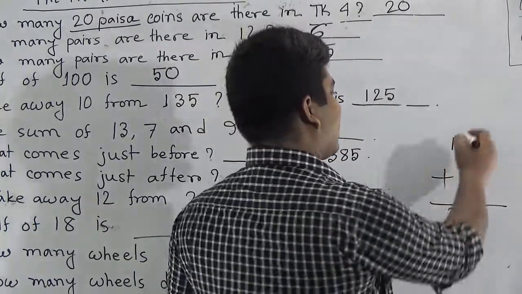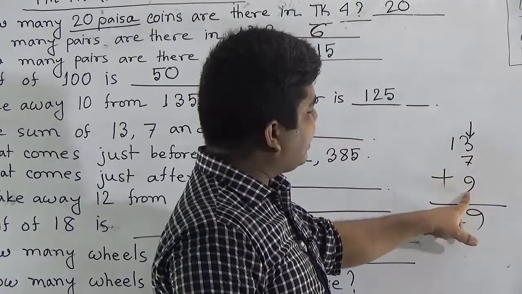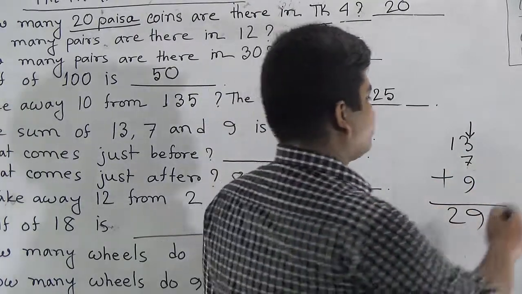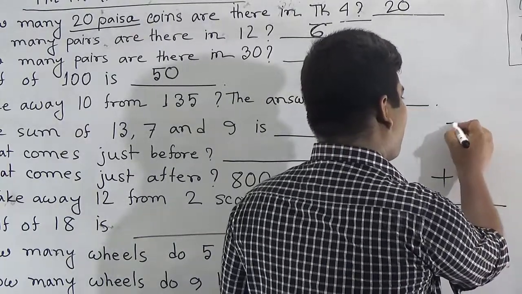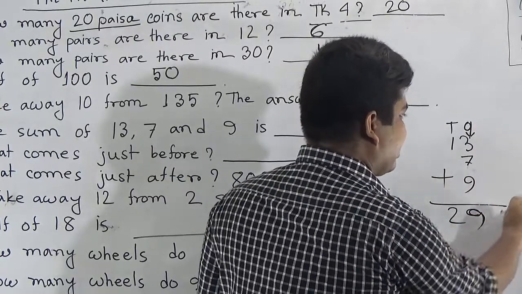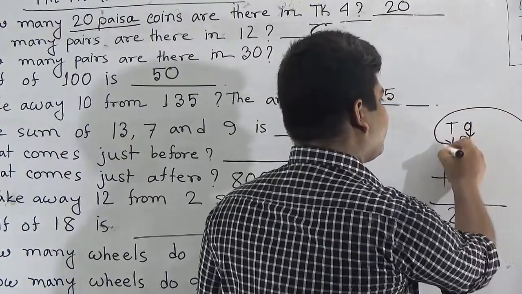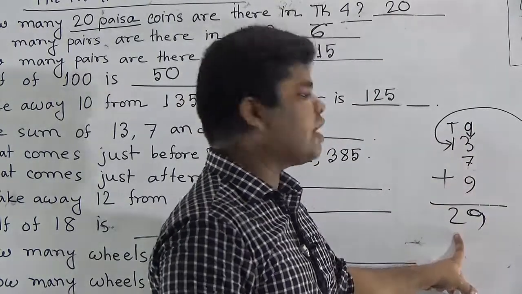At first you add the ones place numbers. That means 3 plus 7 is 10, 10 plus 9 is 19. So 19, we write the ones place number in the ones position. That means this is the ones position, we write 9 and carry 1, and this 1 is added with the tens place. That means if we add 1 with 1, then we get 2.